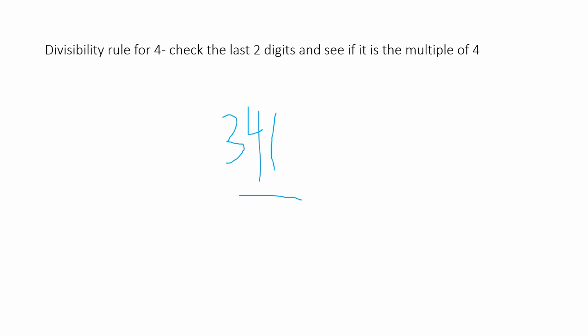Now let's try 220. So 20 is a multiple of 4, so this is divisible. And 341 is not.